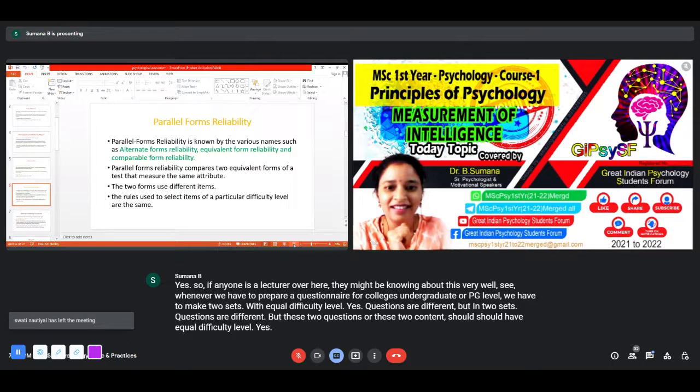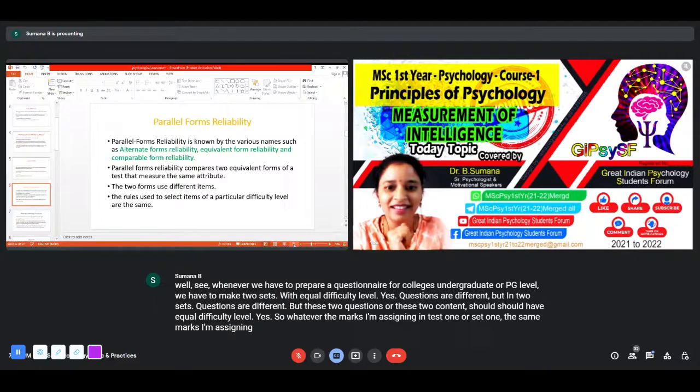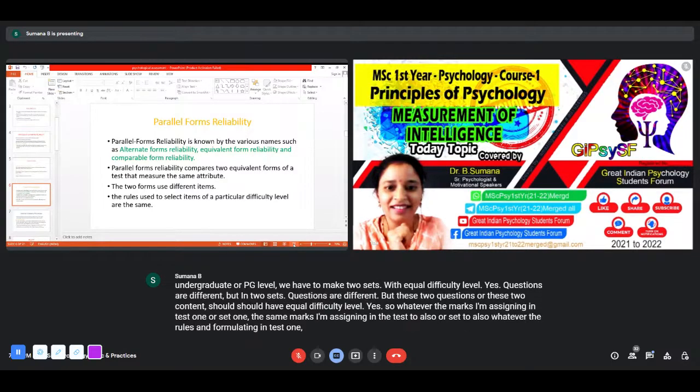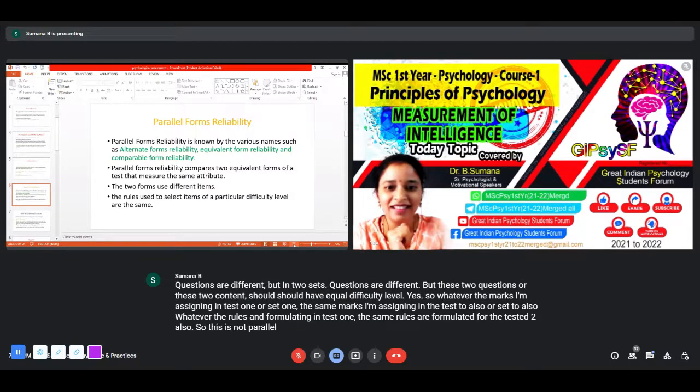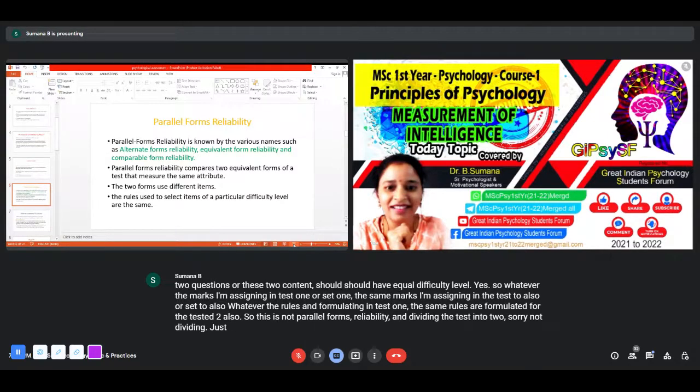Yes. So whatever the marks I'm assigning in test 1 or set 1, the same marks I'm assigning in test 2 or set 2 also. Whatever the rules I'm formulating in test 1, the same rules are formulated for test 2 also. So this is not parallel forms reliability. I'm dividing the test into two, sorry, not dividing. Just give me 1 minute to clarify this.